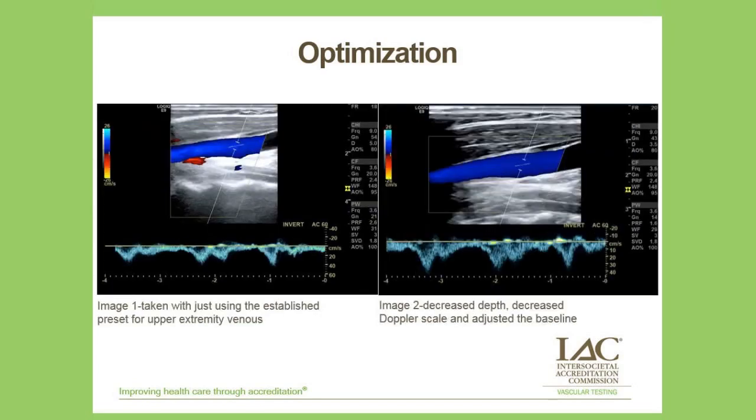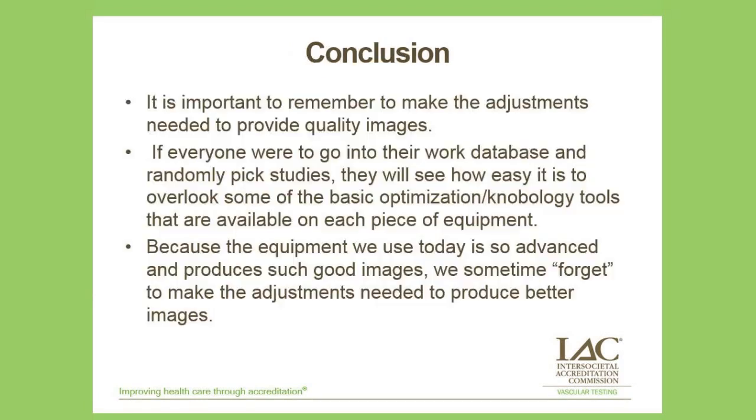On this image, image one's taken with just using the established preset for upper extremity venous. So it has the information that the physician would need, but image two, if you just take a moment to decrease your depth, decrease the Doppler scale, and adjust your baseline, you have a better optimized image. So again, it's important to remember to make the adjustments needed to provide quality images.